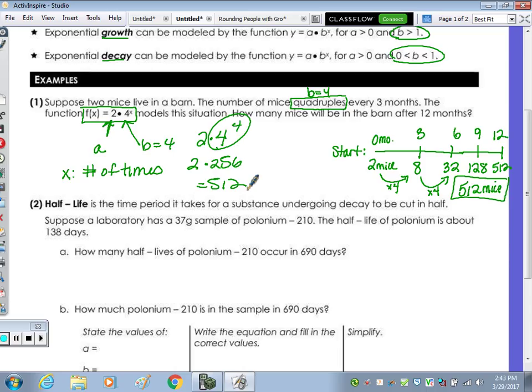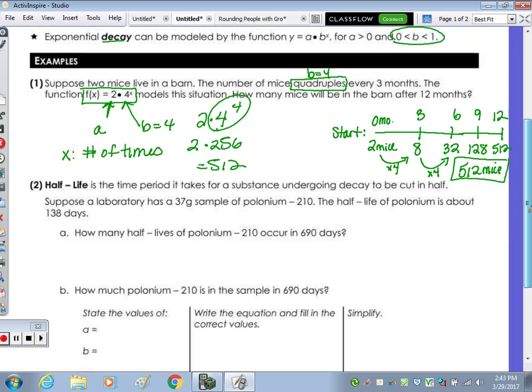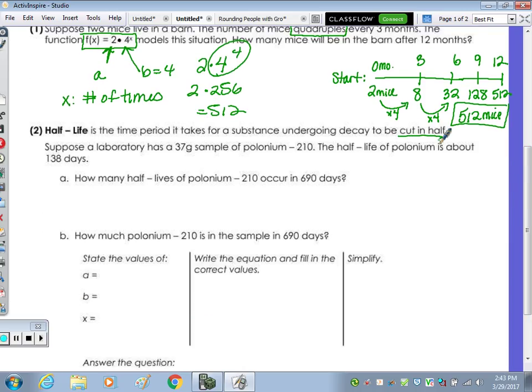So half-life. Half-life is the time period it takes for a substance undergoing decay to be cut in half. Suppose the laboratory has 37 grams, so that's your sample size. That's our starting value. We have a sample of polonium-210. Now the 210 is not a number we're going to use in our calculation. That's the name. The half-life of polonium is about 138 days. How many half-lives are we going to have in 690?